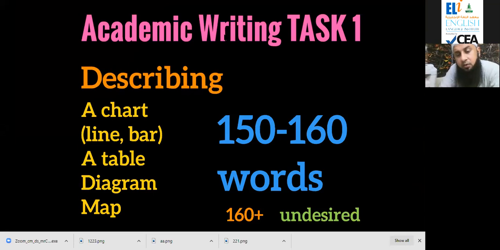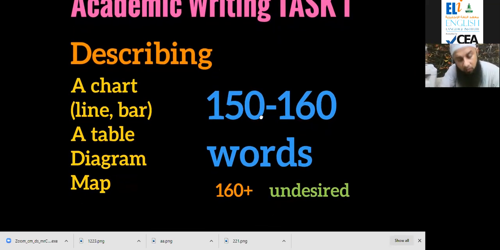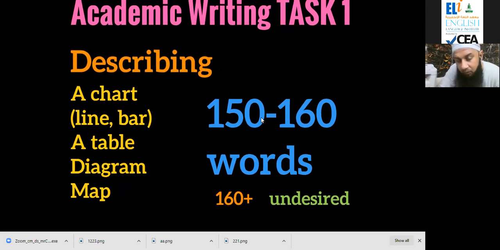They expect you to write 150 to 160 words. If you increase the number of words, your band would decrease. If you go to 200 words, the band decreases because they want to see the precision of your writing, that all this information, how could you bring it into only 150 to 160 words? So the number of words matters. Make sure when you're writing, you write between 150 and 160 words, not more than that.